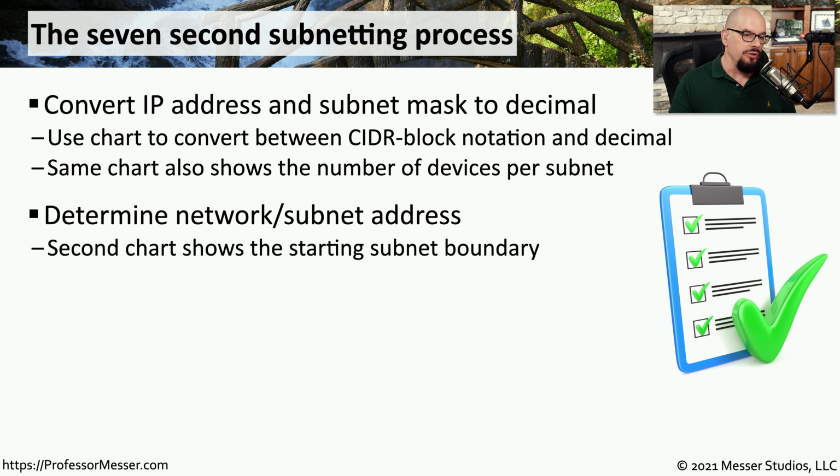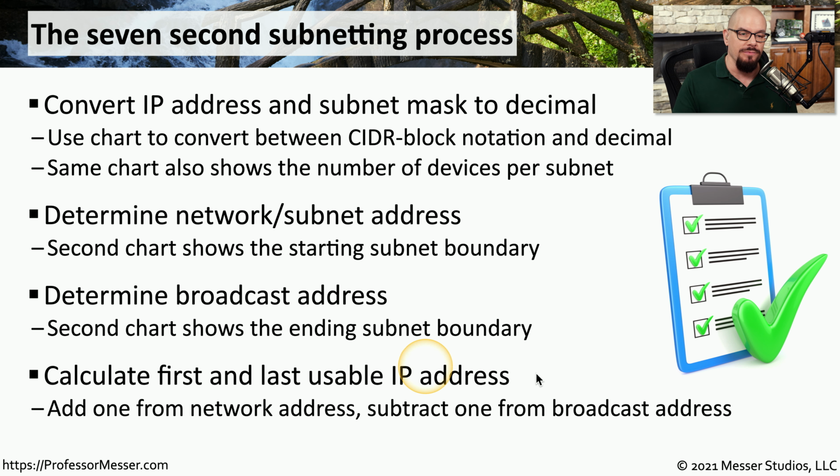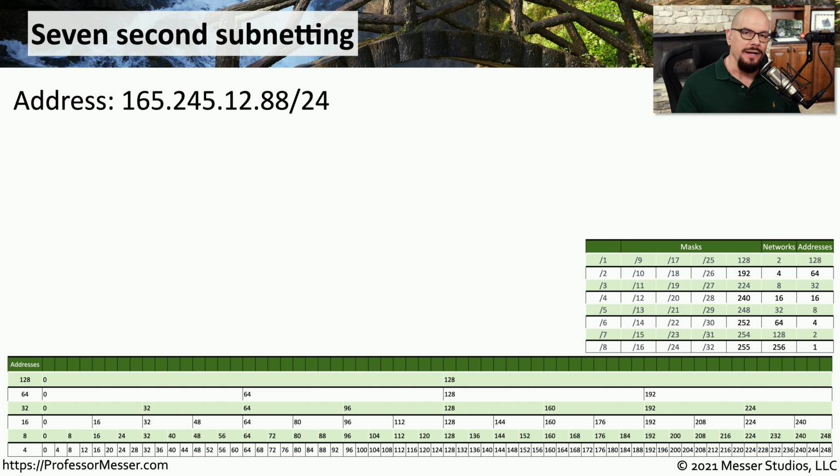Once we've done the conversion, we can determine the network and subnet addresses. That second chart shows us the different boundaries, and then we can calculate our broadcast address and our first and last usable IP address. You'll find as we step through this that this process goes very quickly. By using the 7-second subnetting, you actually can perform a subnet and calculate all of these values in 7 seconds or less.